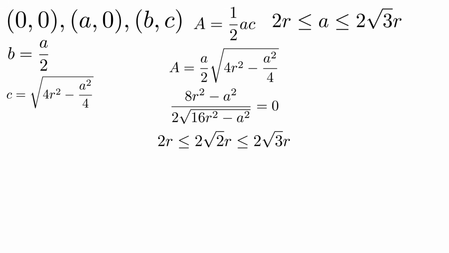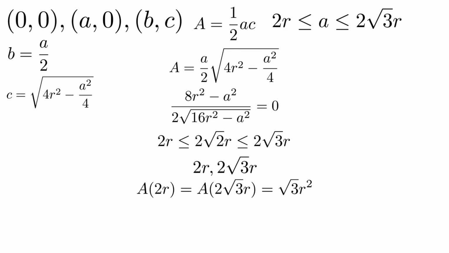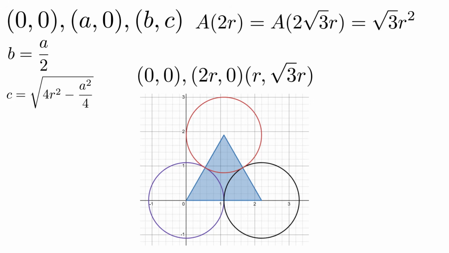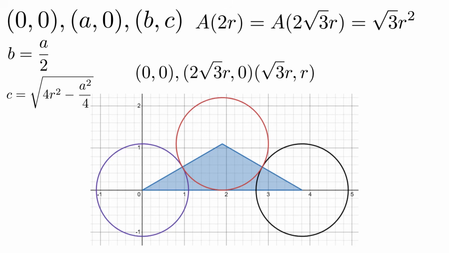Since the maximum is in our range, that means that our function only decreases away from it, meaning our minimum will be on the edge of our bounds, either 2r or 2 times the square root of 3 times r. If we try both of those, we get the square root of 3 times r squared for both. That means our minimum corresponds to two triangles: the triangle (0, 0), (2r, 0), and (r, square root of 3 times r), which is equilateral, and the triangle (0, 0), (2 times the square root of 3 r, 0), and (0, square root of 3 r), which is isosceles.